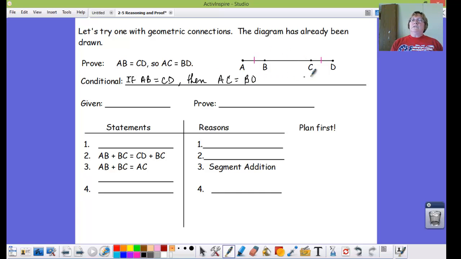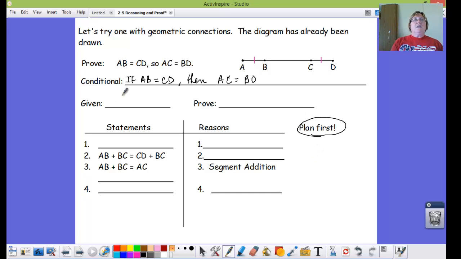And if you look at the diagram, you'll see, well, yeah, that's got to be true. You're adding the same value, the length of segment BC, to each of them, then you're going to get equal lengths. That's my plan. My plan is going to use some addition, because we're going to add the same thing to both sides, and then we're going to do a little bit of geometric thinking.